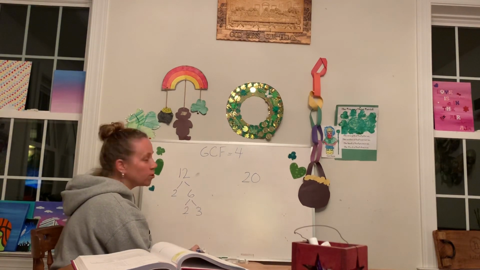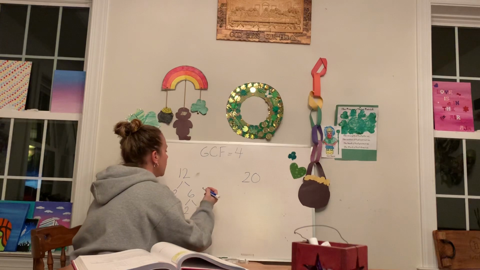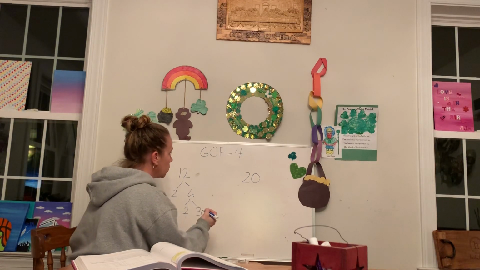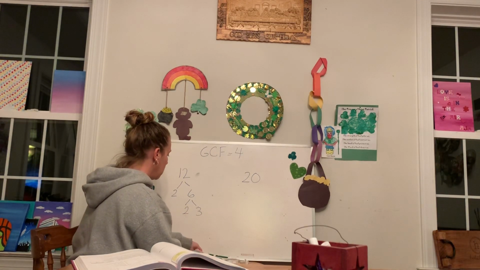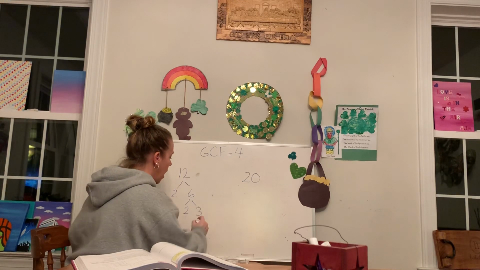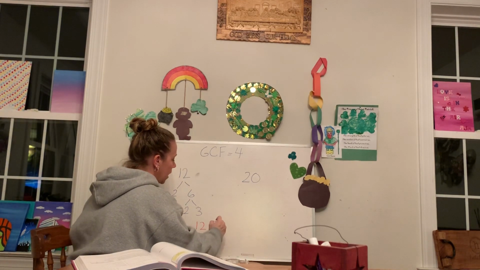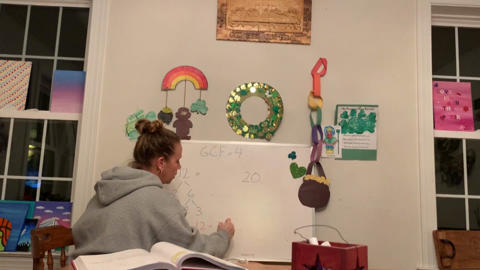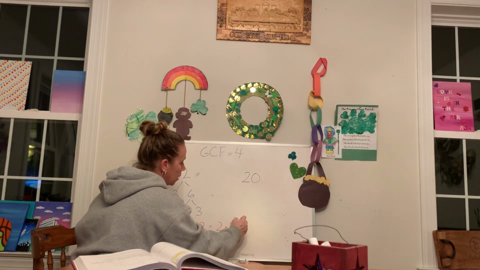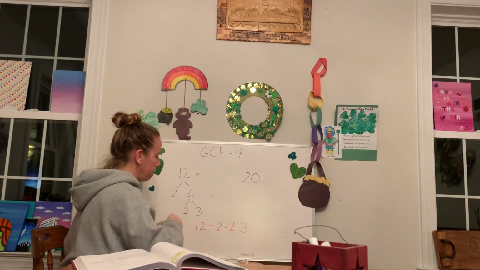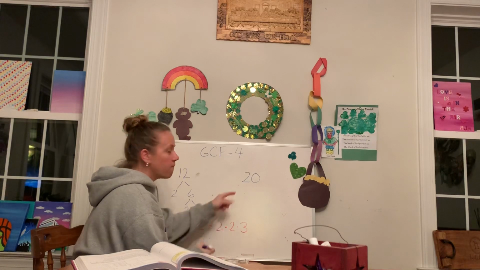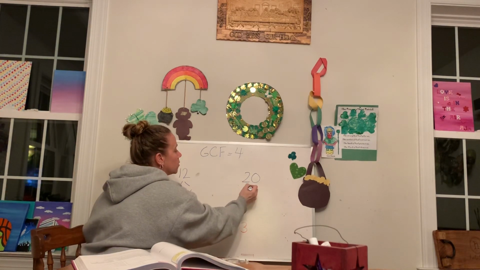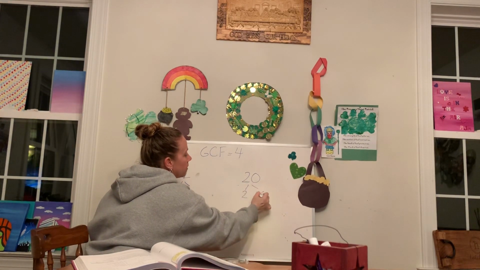So prime factorization for 12 is, let's see how I can do this where you can see it. Prime factorization for 12 is 2 times 2 times 3. Prime factorization for 20. So I'm going to do 2 times 10.